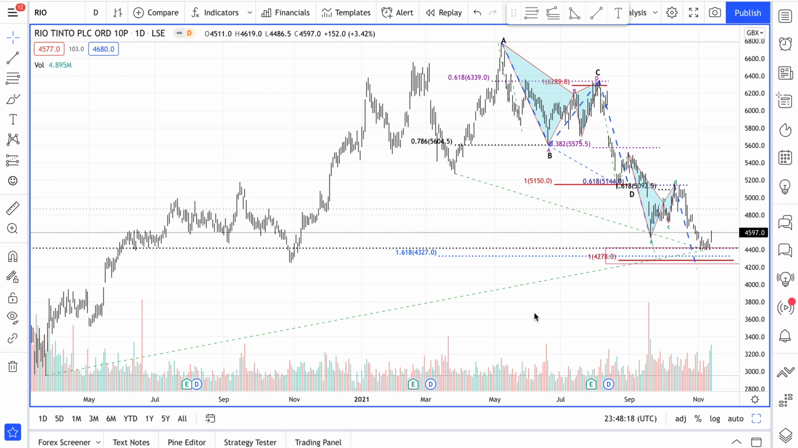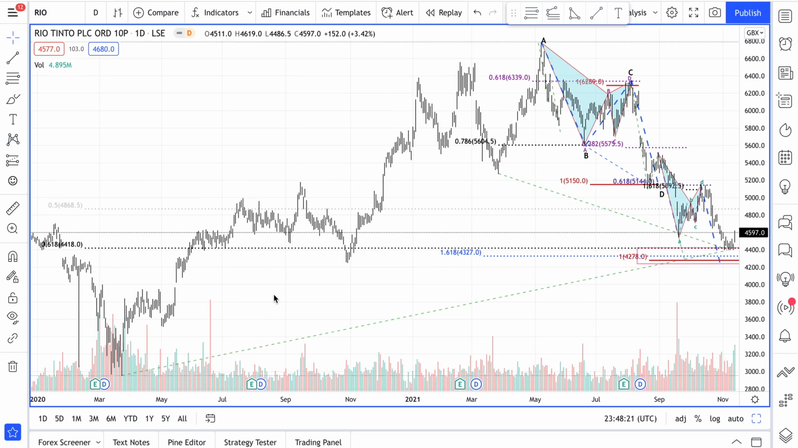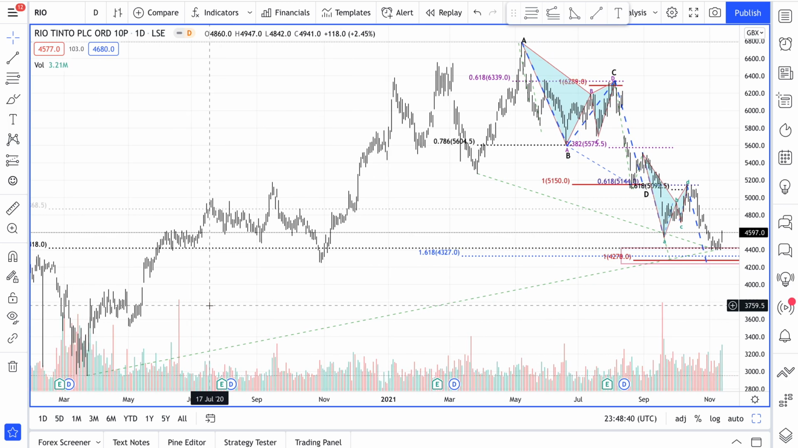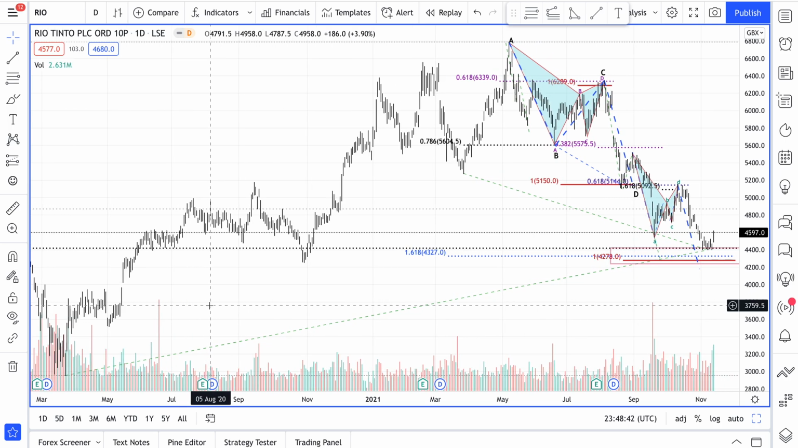Okay, so what we can see in the chart is that the stock formed a bottom in March of last year. That's around the time when the Federal Reserve and other central banks came out with a massive amount of quantitative easing and presented a large amount of liquidity in the market. It also coincided with the bottom in stock indices, and then a lot of commodities actually took off.